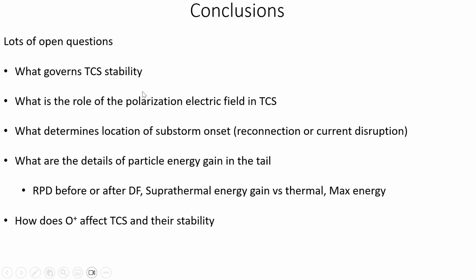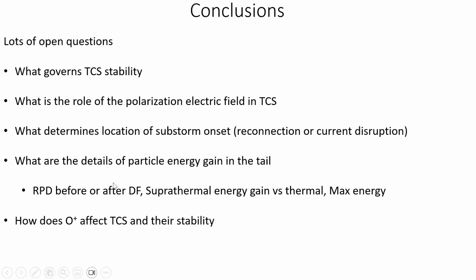First and foremost is what governs the thin current sheet stability, because it seems to be playing a big role in determining the nature of onset. And it's not totally clear what makes this more or less stable than a Harris current sheet and what the details there are. In particular, there's this question of the polarization electric field in the thin current sheet. Of course, where does substorm onset occur? I think that this is still an open question, although obviously reconnection is playing a very important role there.